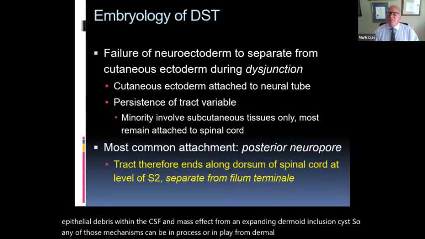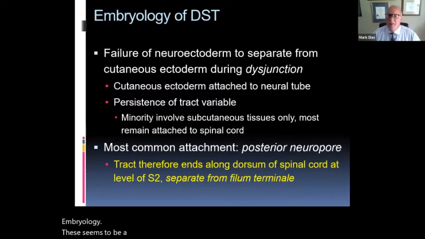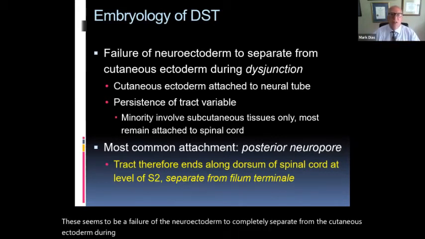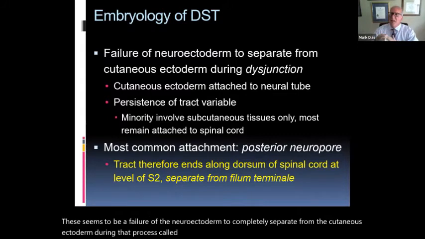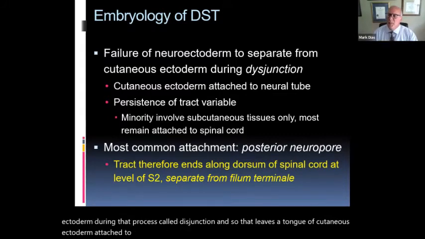And the embryology of these seems to be a failure of the neuroectoderm to completely separate from the cutaneous ectoderm during that process called disjunction. And so that leaves a tongue of cutaneous ectoderm attached to the neural folds, which then become the neural tube, and they drag that tract down with them. And the persistence of the tract can be variable.